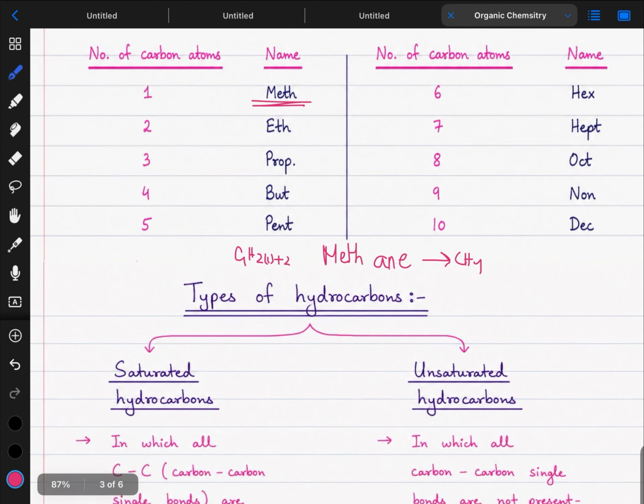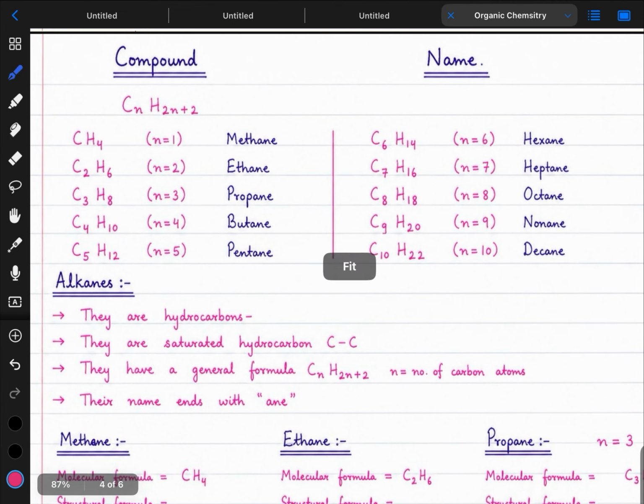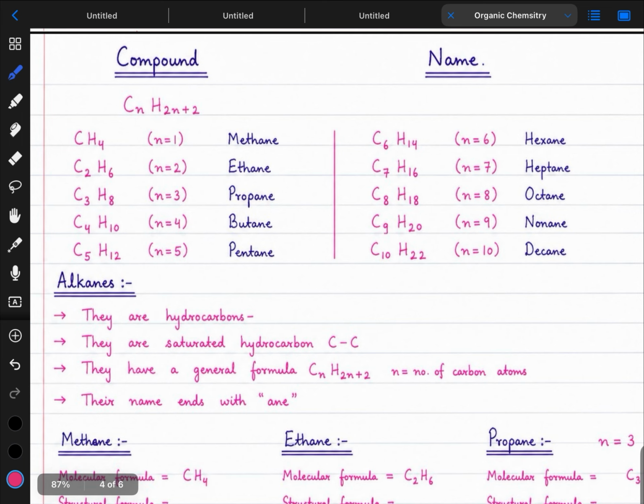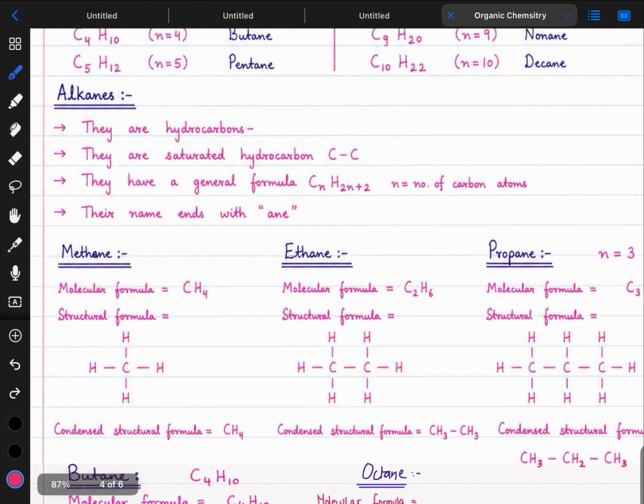I hope you've understood how to use the general formula to write the molecular formula and to write the name of the compound. Alright, now here we have a whole series of the alkanes, their names, their molecular formulas. So I think you must memorize all of these names so that you're able to instantly figure out the compounds in your exams. Alright, now let's see how we are able to write the structural formula and molecular formula of all the alkanes.